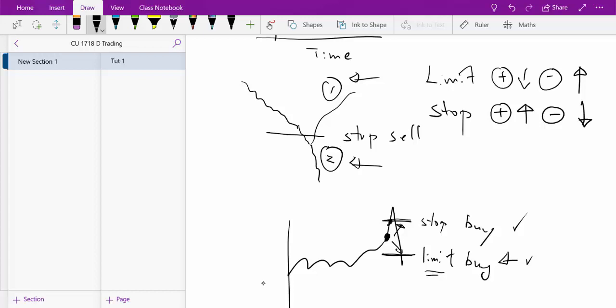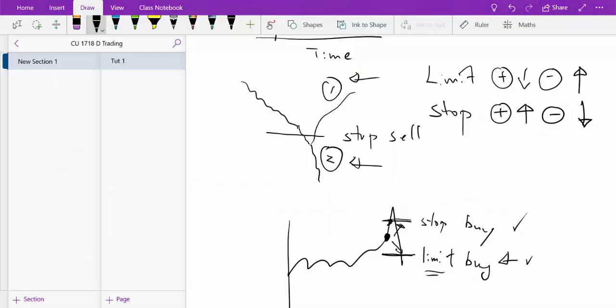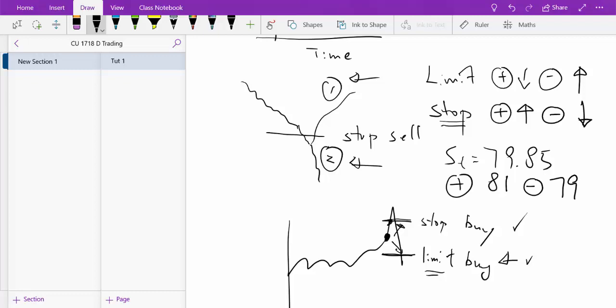Now you might wonder, why would I actually do that? So the price right now is still 79.85. If you're going to put in a stop order, okay, so if the spot price right now is 79.85. If you were to put in a stop order, it would be something like buying at 81 or selling at 79. So it's the exact opposite. Why would you do that?